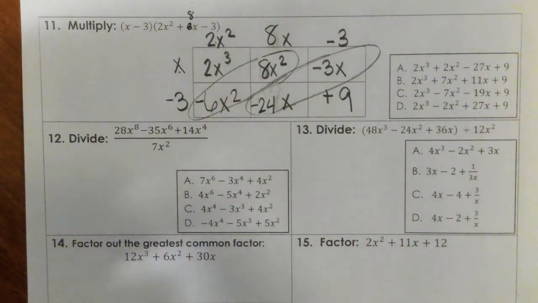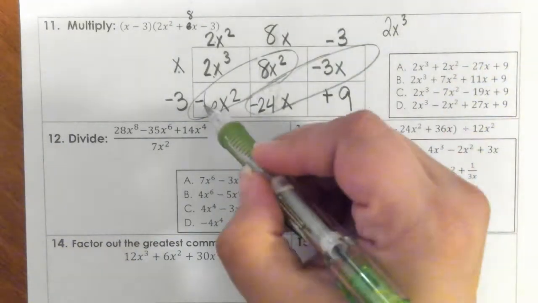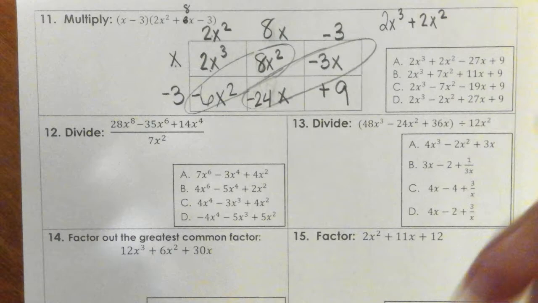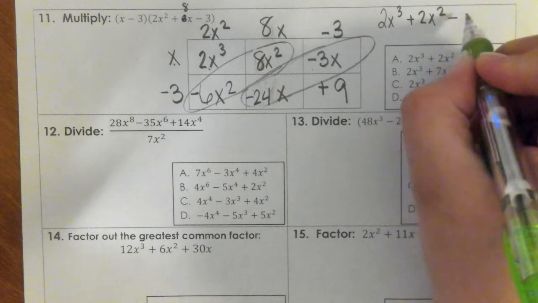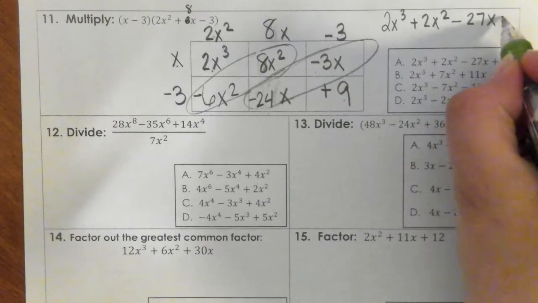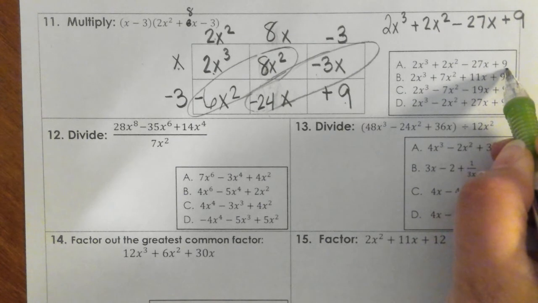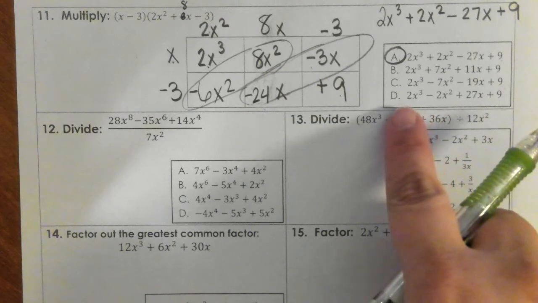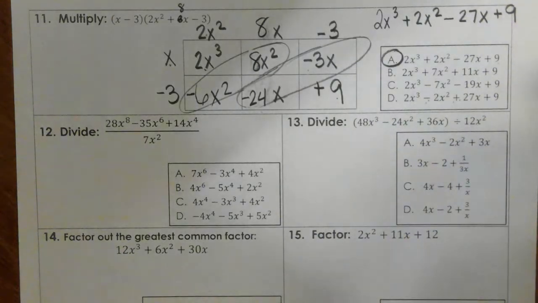Okay, so now 2x to the third is first. Negative 6 plus 8 is 2x squared. Negative 24 and negative 3. Same sign, you add and you keep the sign. So that's a negative 27x, and then the 9 goes at the end. So this definitely matches to the first one. As you can see, the very last one is very similar, it's just that the signs have been switched around. So really be careful when you're looking for your answer.